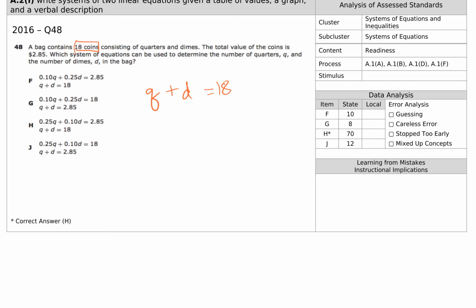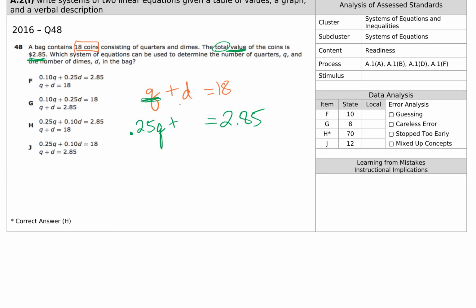The second type of sentence is working on values. So it talks about the total of the value. So we have another total, 2.85. Well, how would we get the total of the values? It's however many quarters we have times the value of a quarter. How much is a quarter worth? 25 cents. 0.25 times Q for quarter.